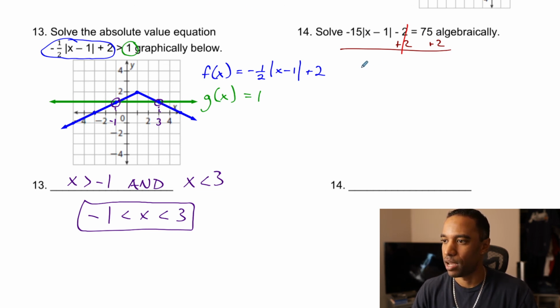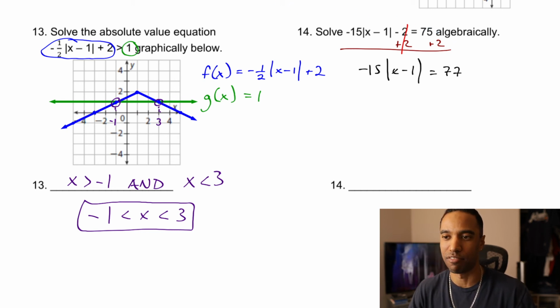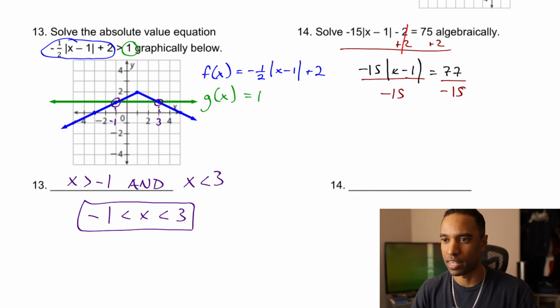And now we got -15 times the absolute value of x minus 1 equals 77. Okay, I liked the 75 before because I wanted to divide by that. That would have been cleaner. But 77 doesn't divide by 15 very well. Doesn't look like it's going to be a big hassle. You'll see why in a moment. Let's divide both sides by -15. Don't forget that negative there.